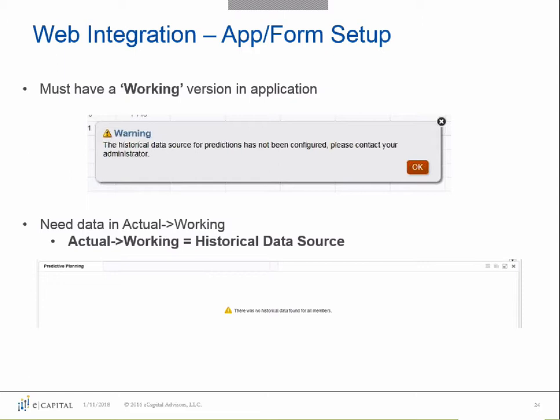It takes your actual working, and that's what it uses as your historical data source. So if you only have data at actual final, it's not going to recognize that you have any historical data in your system. So you'd have to come up with a process to move that data over from actual final to actual working, so that it has historical data to use for predictive planning.